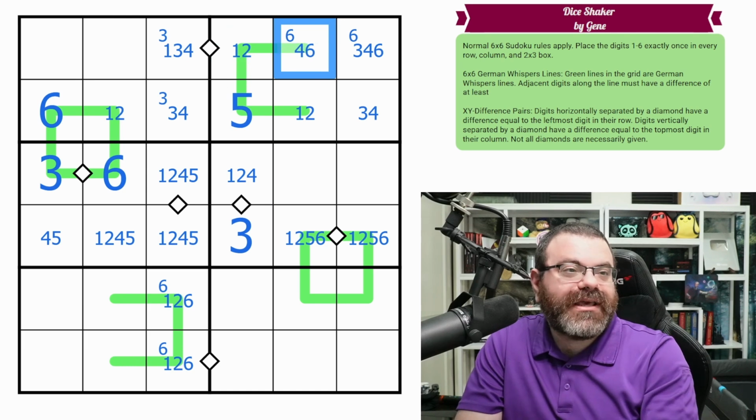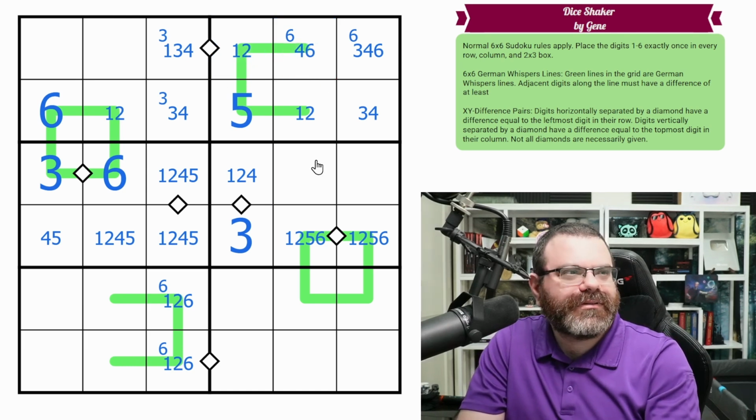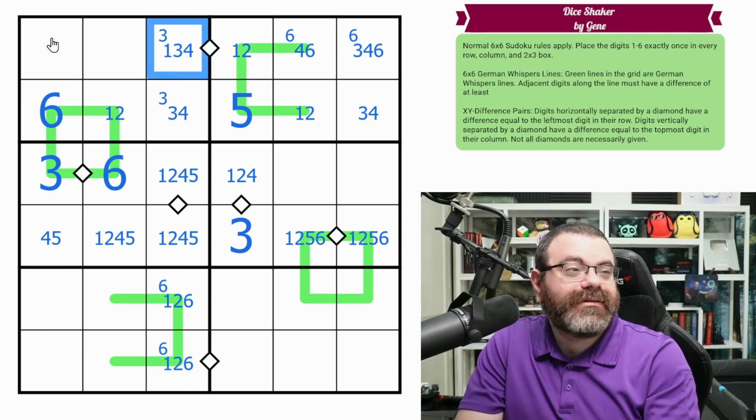We know that's 1, 2, so this can't be a 3. It has to be high. 4 is okay. 4, 1, that seems to work. It would actually be 4, 1, 3. Should put a 2 there.